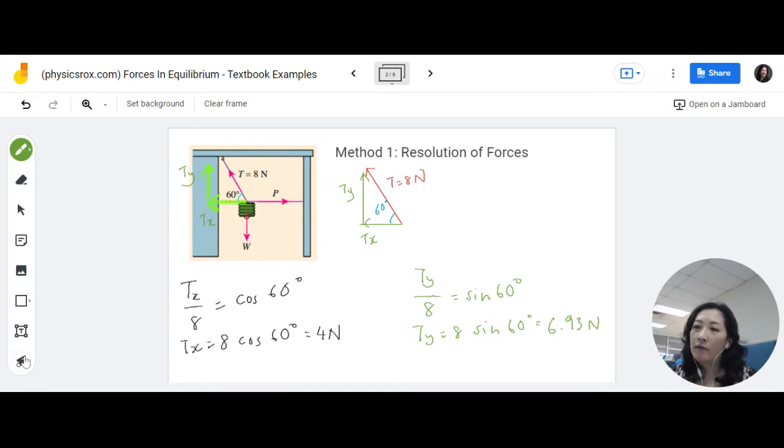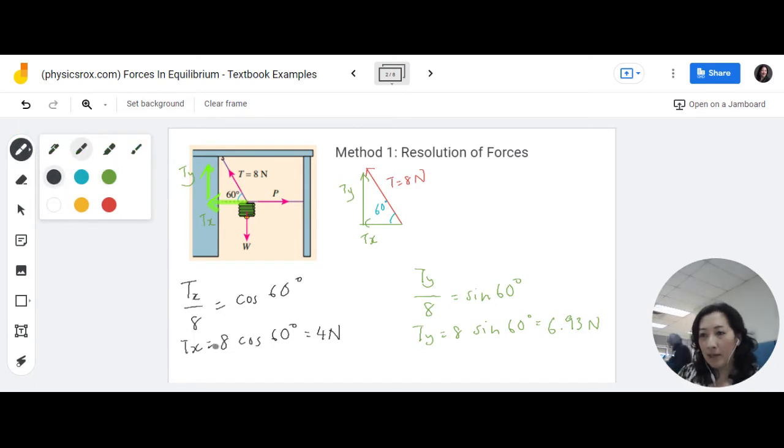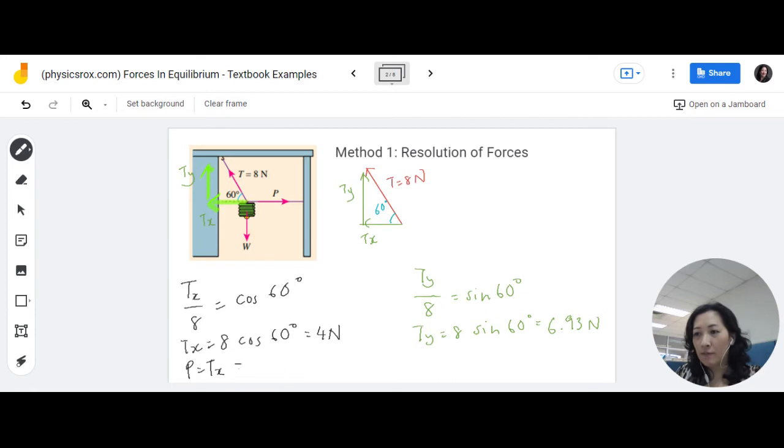So the purpose of resolving the force T into Tx and Ty is because now we can get the two forces that are directly opposite to one another. So you can see in this case, P is directly opposite to Tx. That means the value of P would be equal to Tx if it's in equilibrium, which means P is 4 Newton.